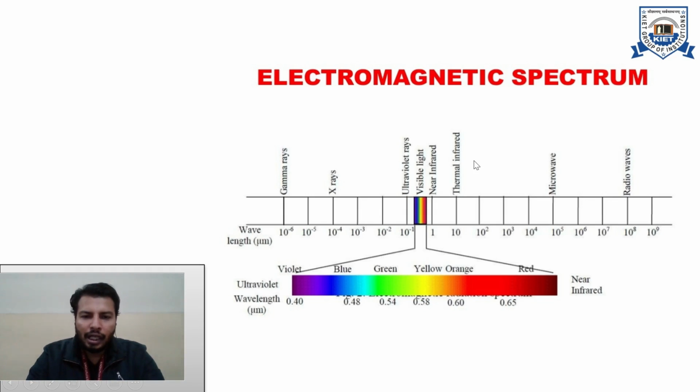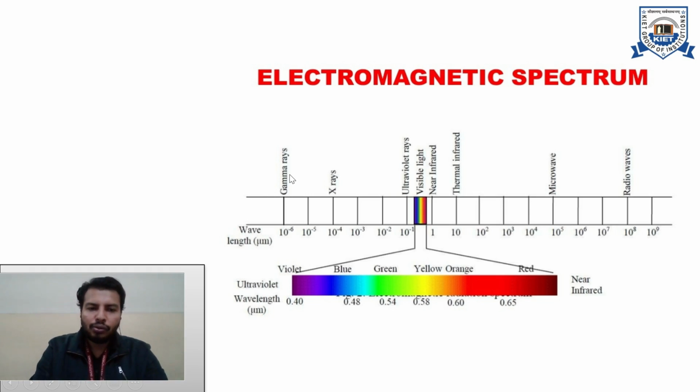So basically, what is the scale on which these different kinds of wavelengths are classified? They are classified on the basis of their wavelengths. At the beginning the wavelength is least, and as we move to the right side of this band, the wavelength keeps on increasing. So the highest wavelengths are from radio waves, and the least wavelengths are from gamma rays.